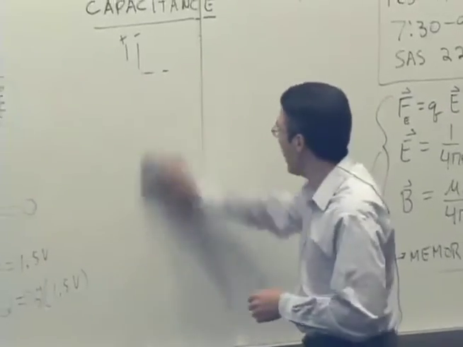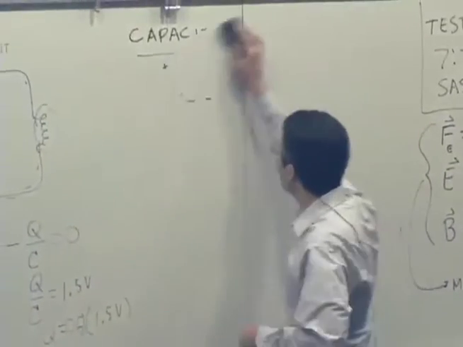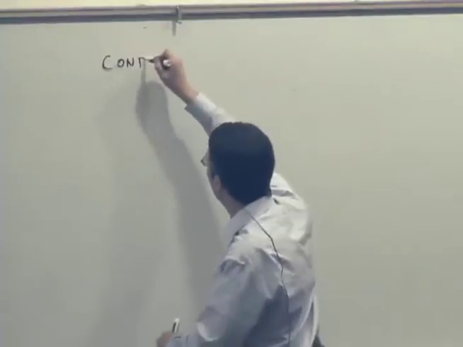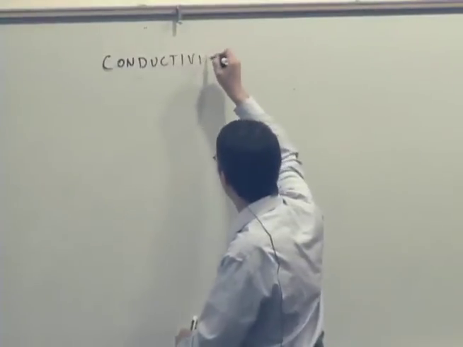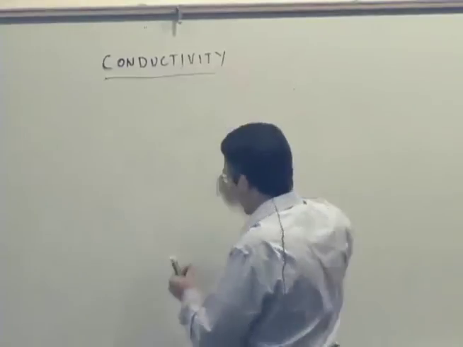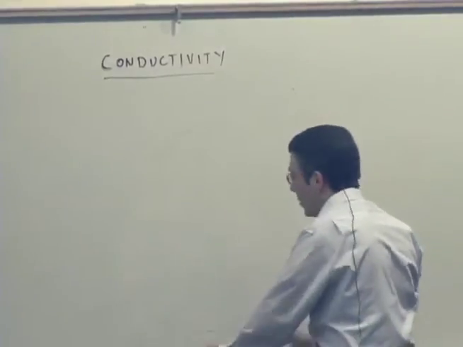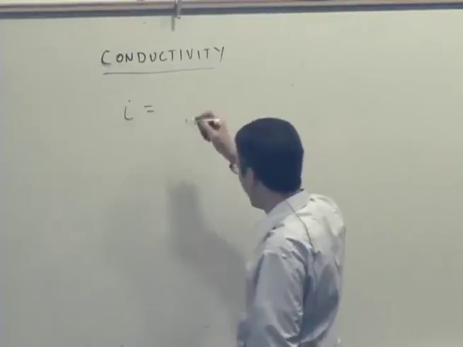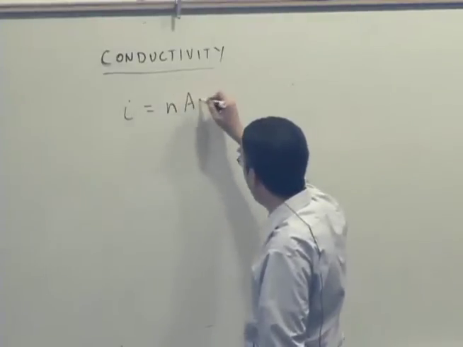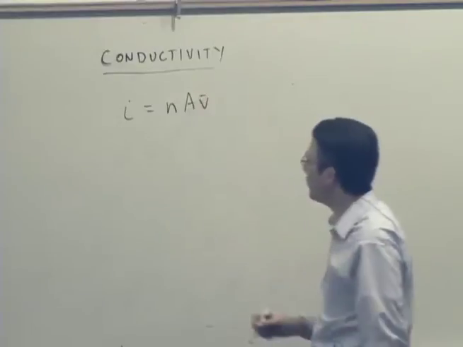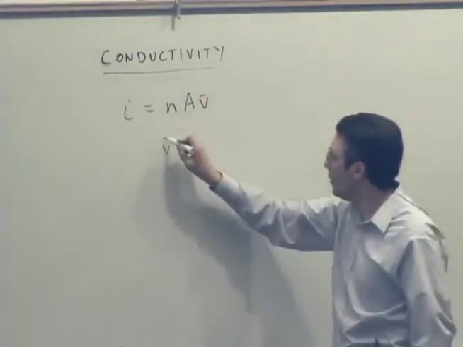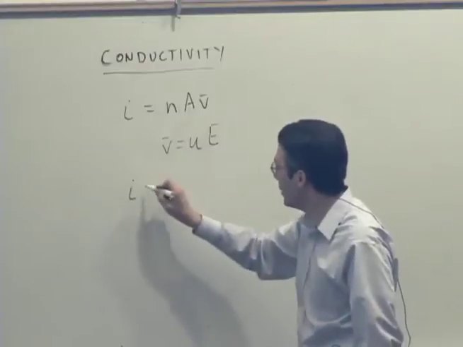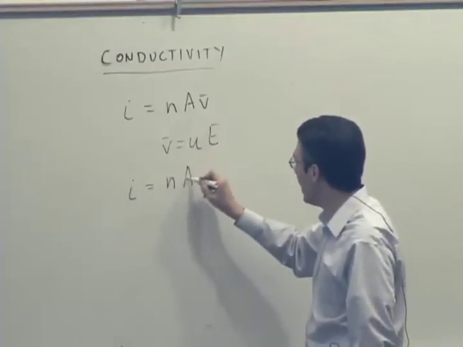Next thing we want to talk about is conductivity. We've seen that little I, or electron current, is equal to NAV, where V is the drift speed. V is equal to mobility times electric field. So little I is NAUE.